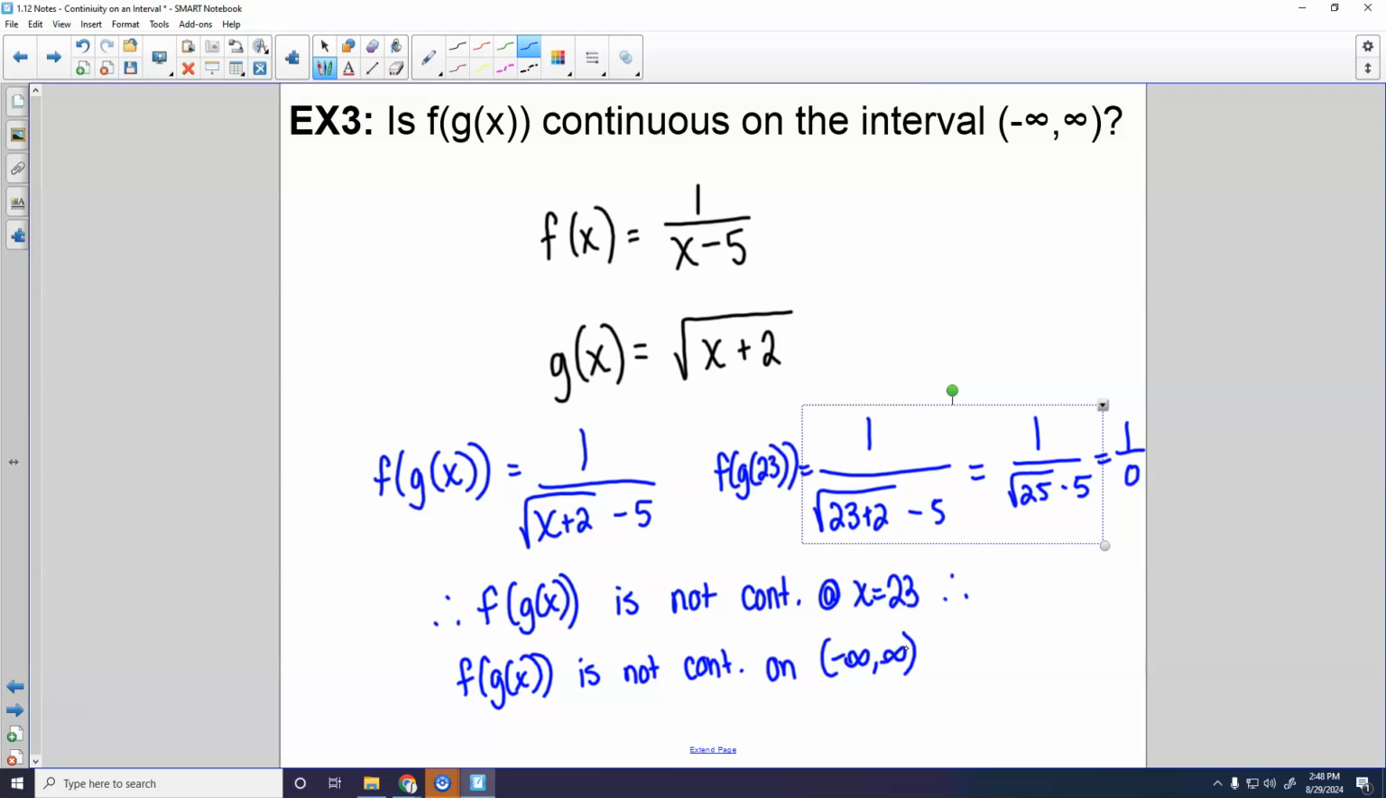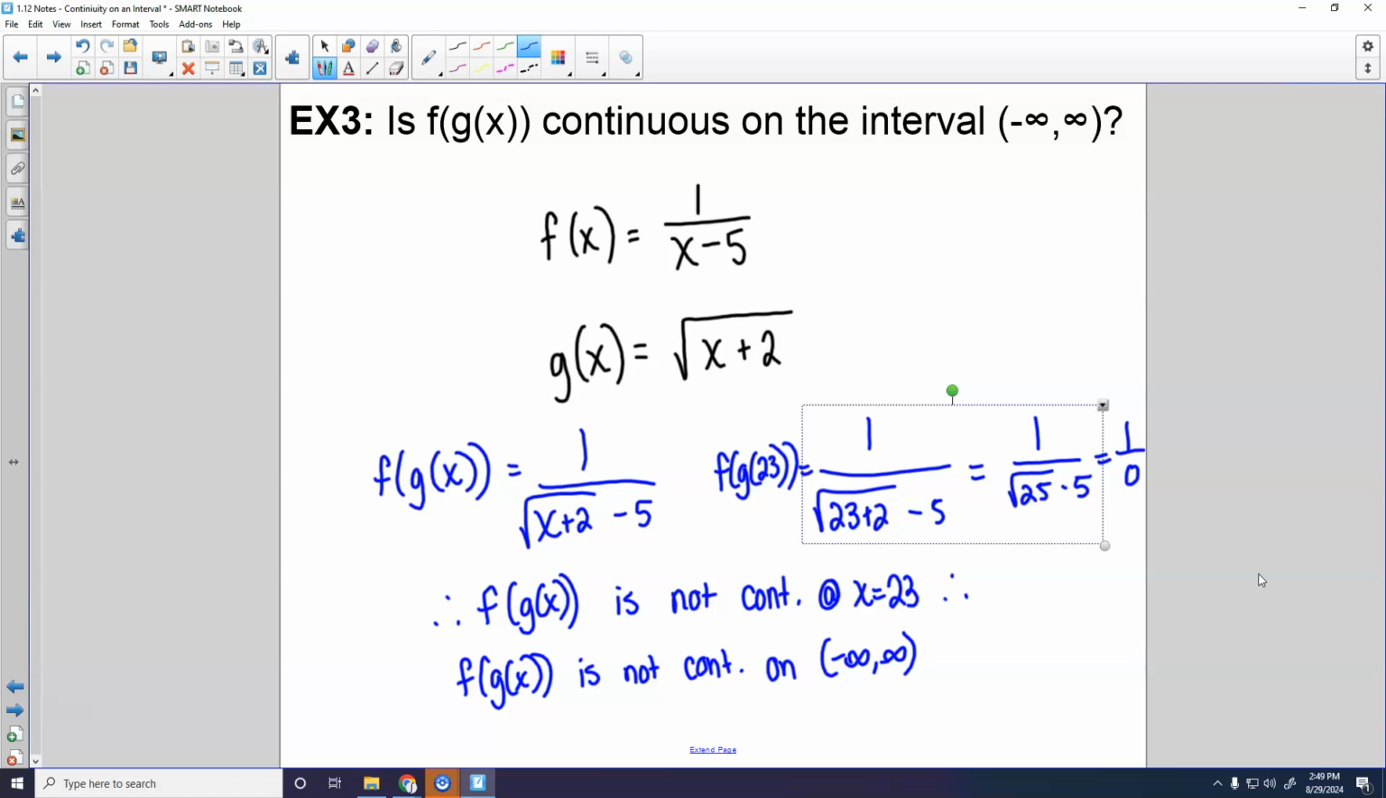There's other numbers that I could have used. Does anybody know another number besides 23 that would make this false? There's actually very many of them. Numbers that will give you imaginary numbers. So what's something that would give me an imaginary number? Negative 3, or negative 4, or negative 5, or negative 6. Anything that would give you a negative underneath that square root. So I could have used negative 3 or negative 4 instead of 23.